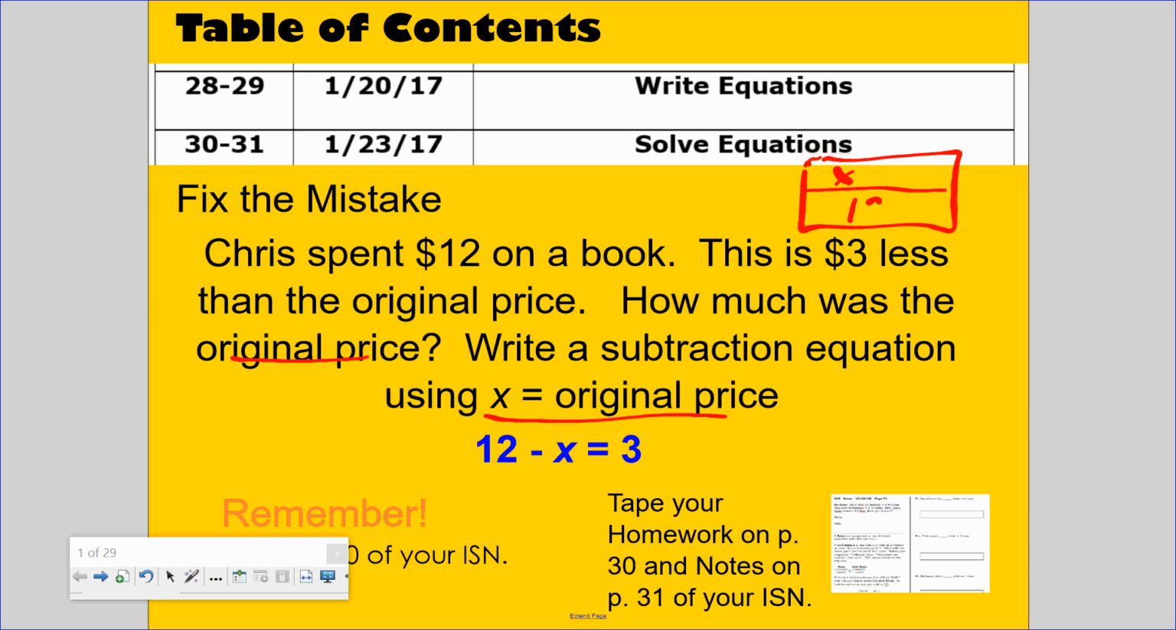Chris only spent $12 on his book. So he must have had a $3 discount or coupon. So that means we need to take away $3 from the original price. And what variable are we using for the original price? X. So x minus 3 equals 12. So we're taking $3 less than the original price, and this is how much Chris paid. So this is not correct.